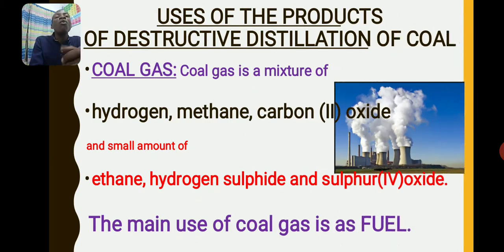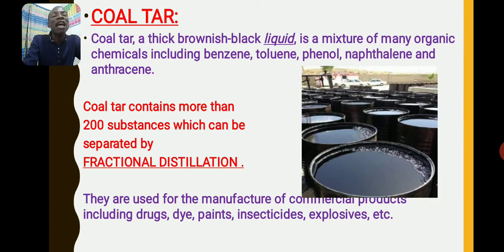Now, what are the uses of these products of destructive distillation? Coal gas contains hydrogen, methane, carbon dioxide, and small amounts of hydrogen sulfide, sulfur oxide, and ethane. The major use of coal gas is as fuel. It's a very clean fuel. It's cleaner than solid fuel. That's coal gas.